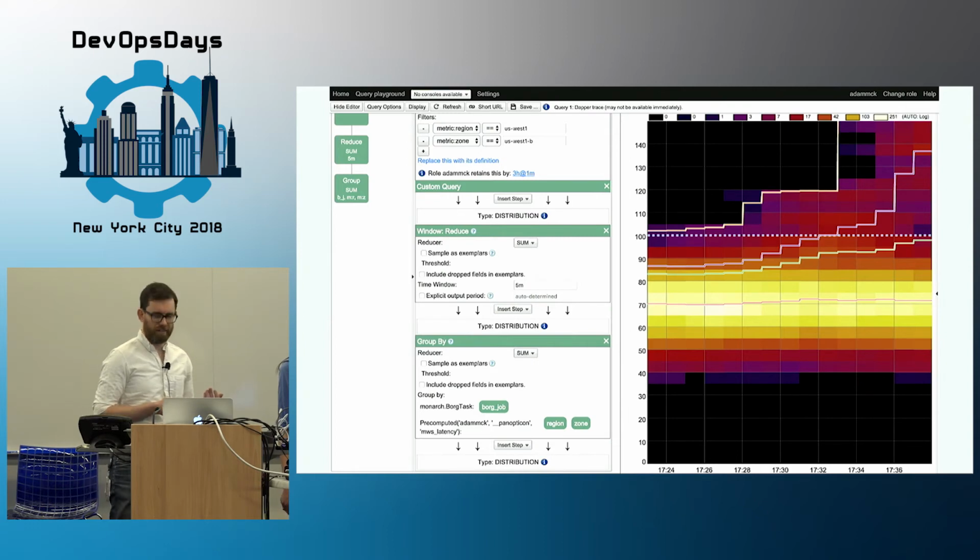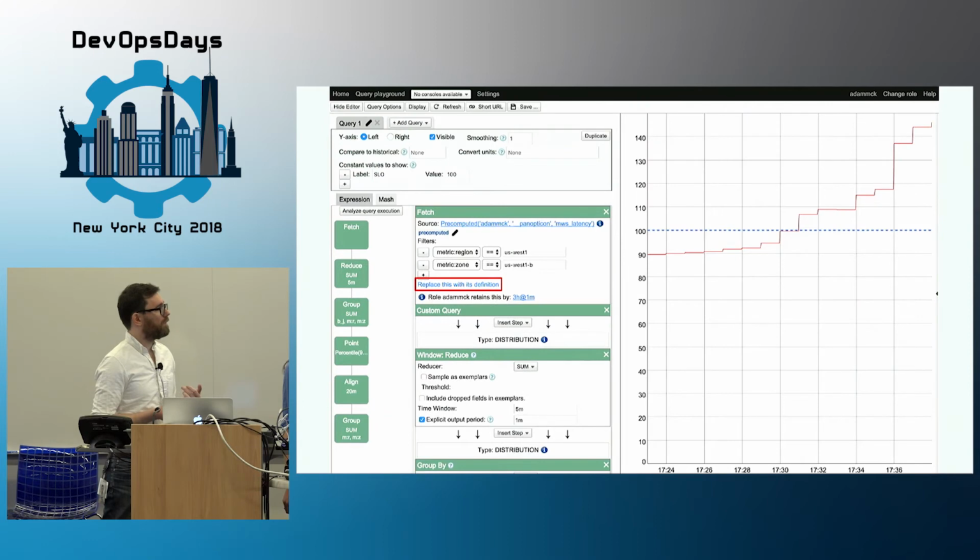Honestly, it would be great if all of the queries were broken, because that would mean US West 1B is broken, I can pull the lever, and then I can get out of there. But that's not the case. So we're going to drill in even further.